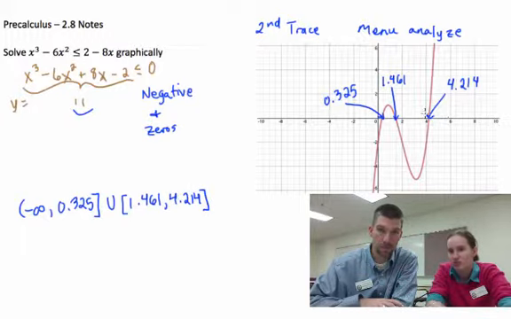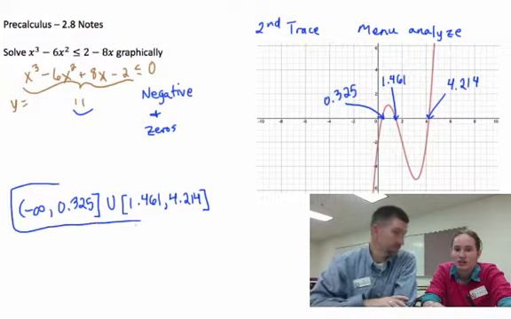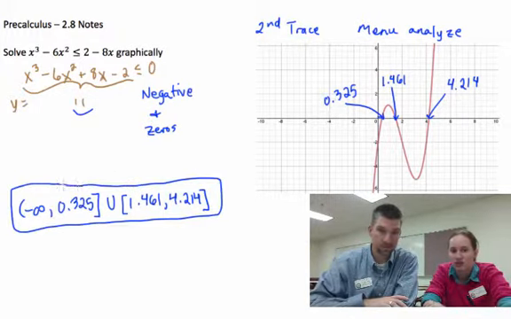And then from 4.214 on, it's positive again. So that's our answer for this. And that's how you do it graphically.